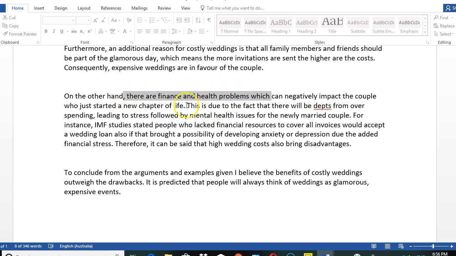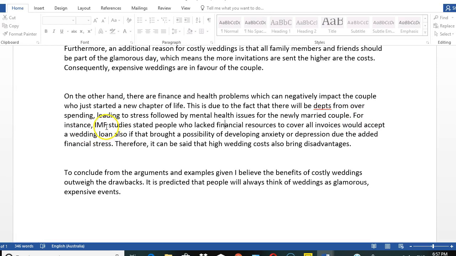So this topic sentence, this first sentence, doesn't announce that you'll be explaining how money problems lead to mental health problems. And again, you have to use cause-effect cohesive devices that will explain the connection between the debts and mental health issues more clearly. Something like, this is due to the fact that overspending will lead to debt, which again will lead to more stress, which will end in mental health issues for the newly married couple. So you really have to build a gradual, emphatic progression.